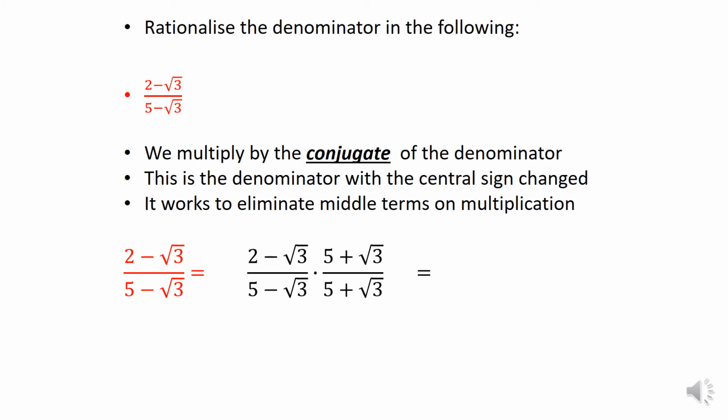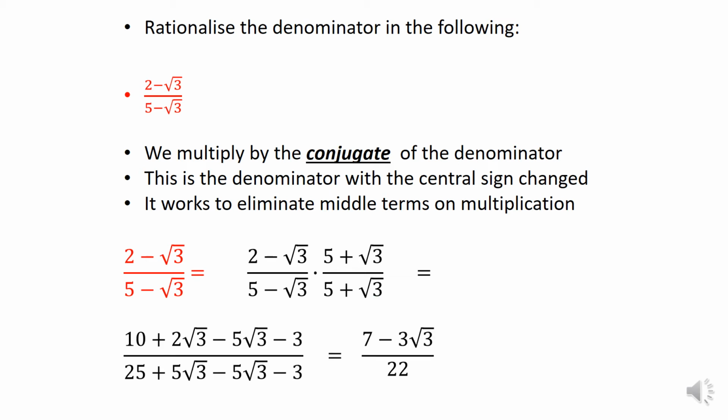So let's look at that. Okay, so we're multiplying by the conjugate of the denominator. So what's underneath? Okay, that's 5 minus root 3. So we'll take our original fraction and multiply by 5 plus root 3 above and below. Okay, keeping our fraction of the same value.